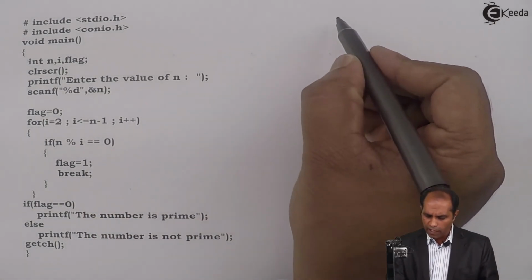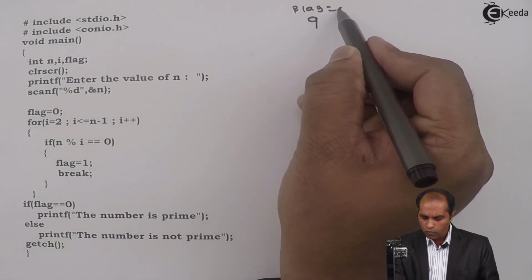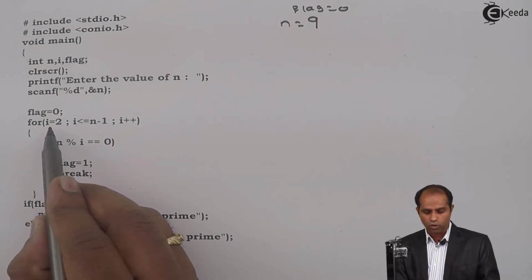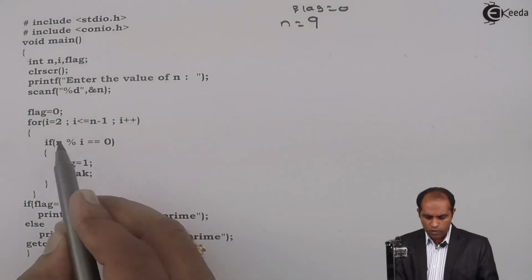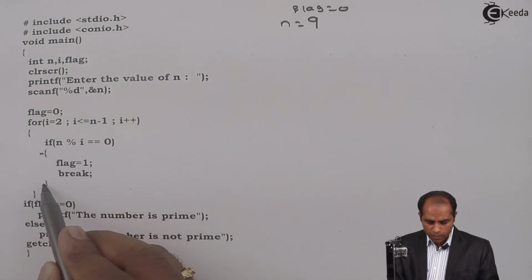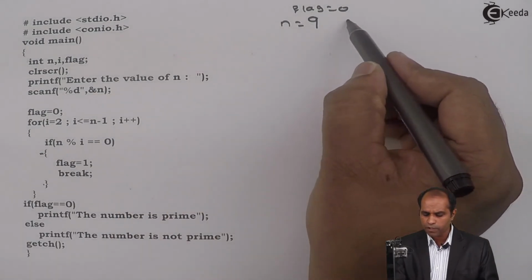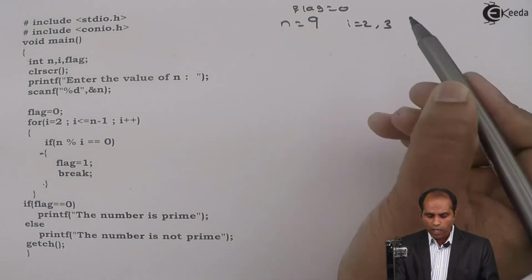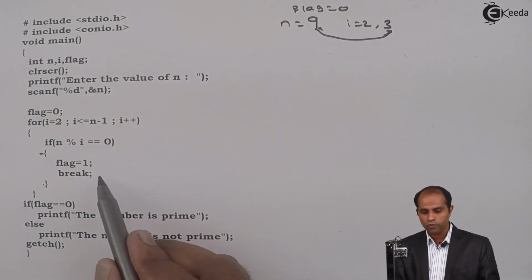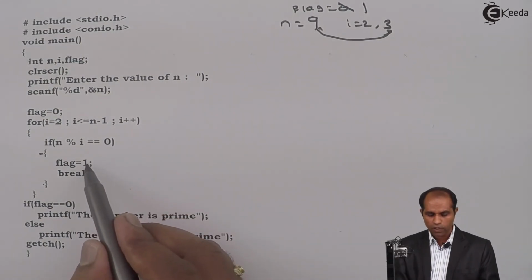Suppose the user enters 9. What is the value of flag initially? Flag is 0, n is 9. So i starts dividing from what to what? 2 to n minus 1. First, 9 mod 2 equal to 0 is false, so the if part will not be executed. Go back, i becomes 3. When i becomes 3, 9 mod 3 equals 0 is true. True in the sense flag is modified to 1. Flag is 1, break.